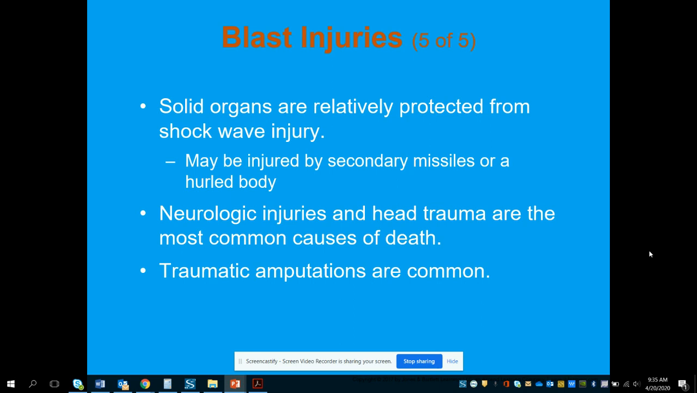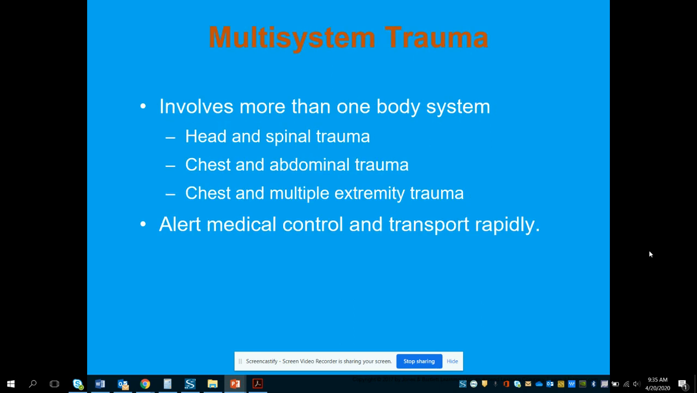Neurologic injuries and head trauma are the most common causes of death related to blast injuries, and traumatic amputations are common also. So looking at the term multisystem trauma, this involves more than one body system. This is just giving you a few examples because it really could be anything, but a few examples would be someone who had trauma to the head and spine, the chest and the abdomen, or the chest and multiple extremities.